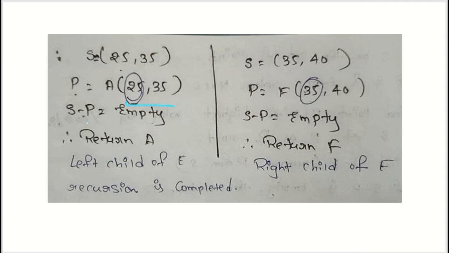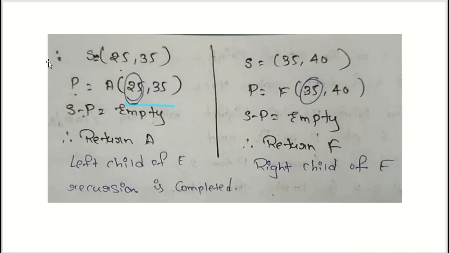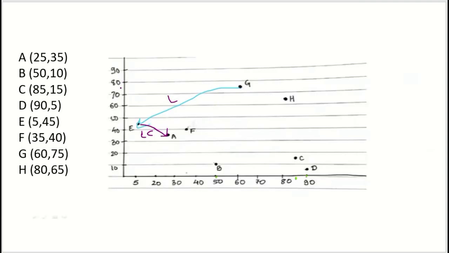Now S minus P I am finding. I have removed this P from S. It is empty. Now I got the empty. Empty means what do I need to do? Just see here, I need to write the P itself. Check in the fourth step: if S minus P is empty, I need to return P only. So I am going to write it the same. I need to return A itself. That means A is the left child of E. So A is the left child of E here.